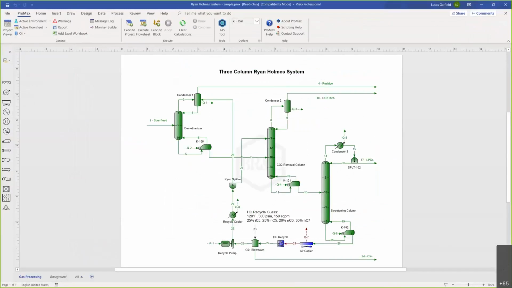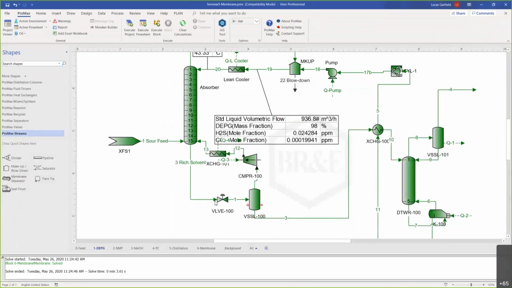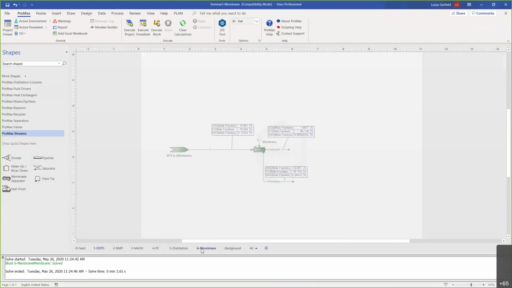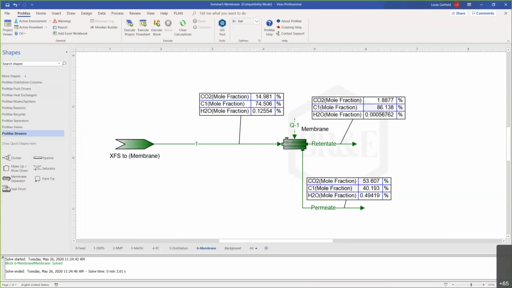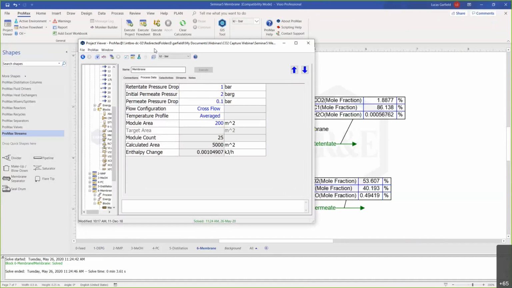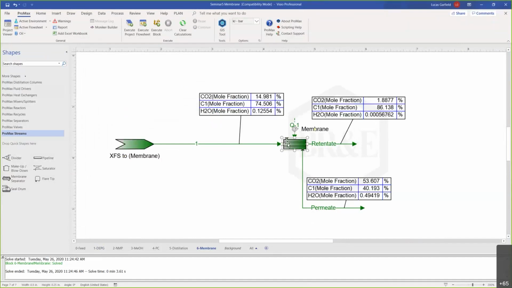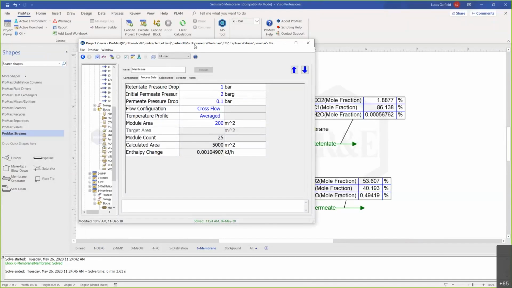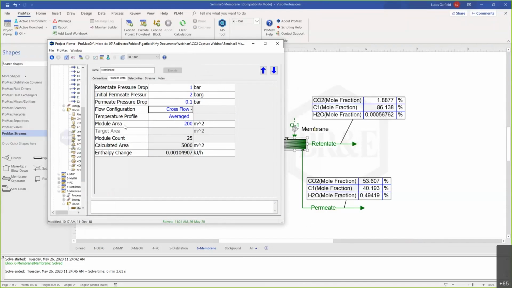So I'm going to go back to the example that I had up for DEPG, and we're going to use the same feed, but now I've got our membrane block out. And the way this works, it's really easy, it's really intuitive. If I open up this membrane block and go to the process data tab, I put in some basic information. I put in what the pressure of the retentate is, the flow configuration, the module area, and what I have to do is set up the selectivities.